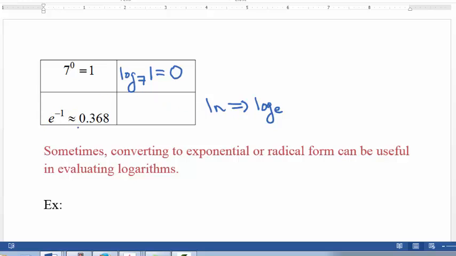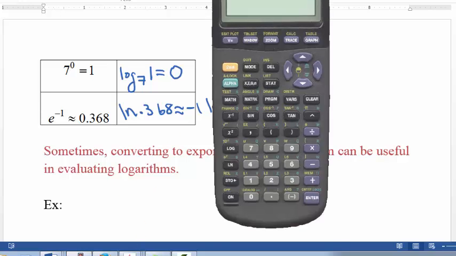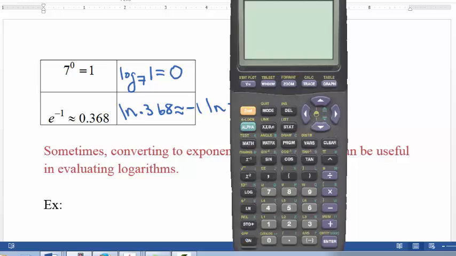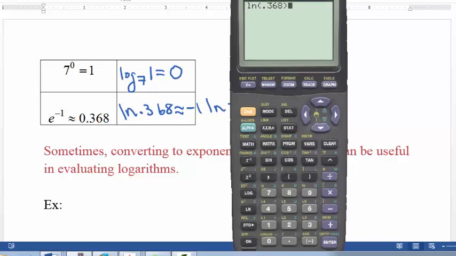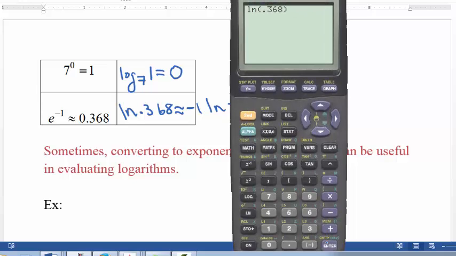So when I have e to the negative 1 is approximately 0.368, I can write this as ln, right? Because that's log base e. And then again, these two numbers switch. So it's the ln of 0.368, and that's approximately equal to negative 1. Now, is it exactly equal to it? No, but it's very close. And that one I can actually just look at on the calculator. Right? If I went to the calculator and I typed in the ln of 0.368, right? Type in ln of 0.368, and what do I get?